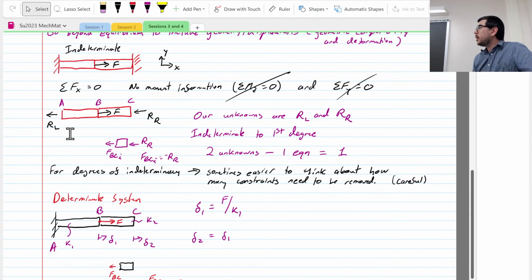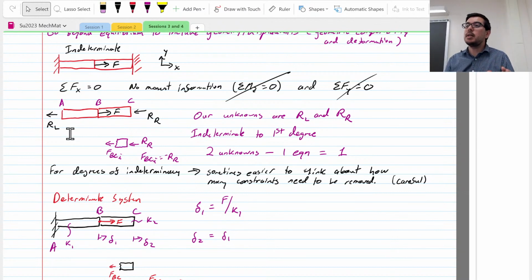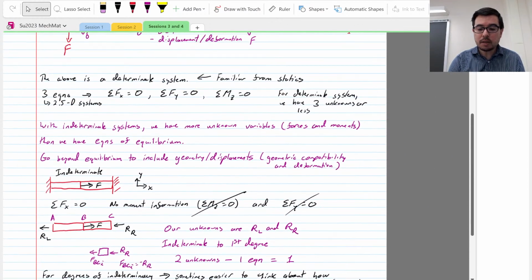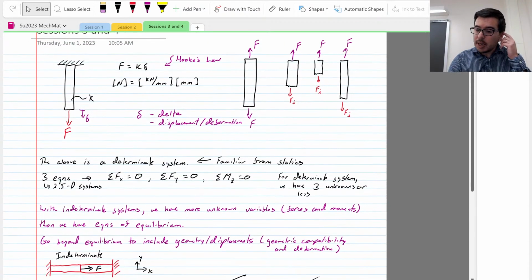So again, what we're doing now is we're starting to combine what we talked about with static equilibrium the last time, and we're discussing how to now add deformation to be able to solve problems that we previously could not solve because we had more unknowns than we had equations of equilibrium. All right, so you'll get a chance to play around and do some things.